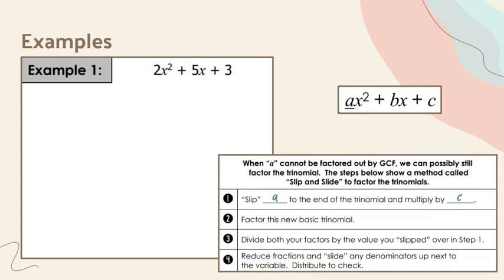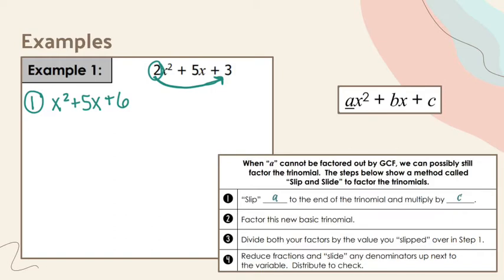So we are going to slip a to the end of the trinomial and multiply by c. So what's that look like? We want to multiply this by this. So for step 1, this goes away because we're slipping it down here, okay? And then you'll have x squared plus 5x, and then 2 times 3 is 6. So now we have plus 6.